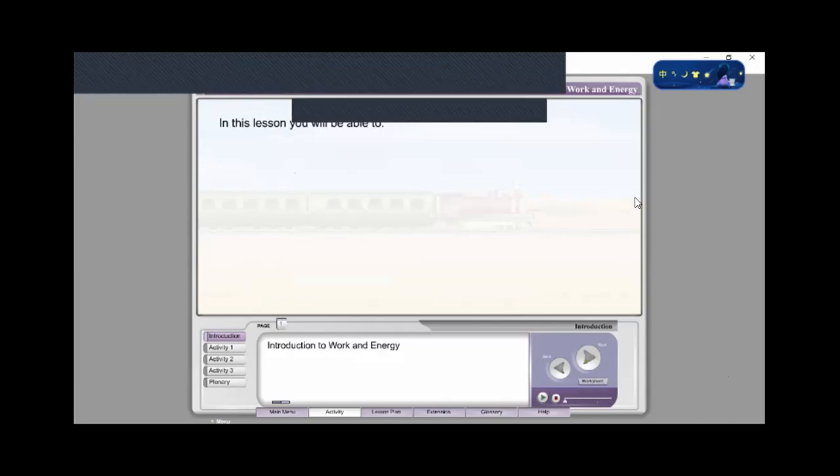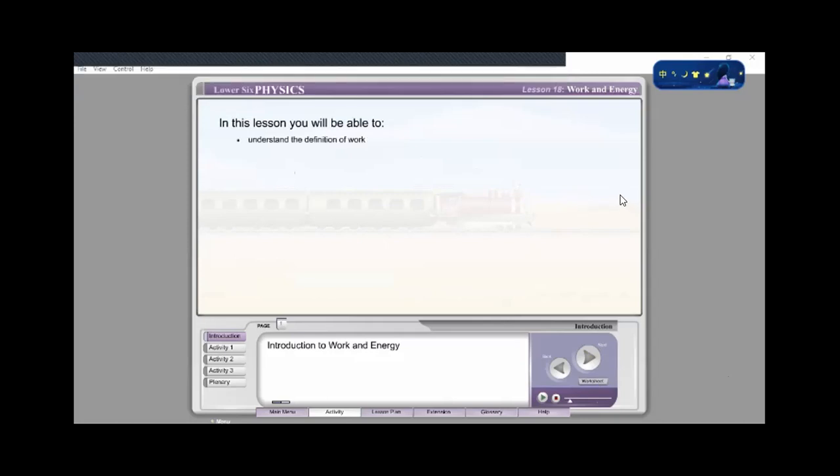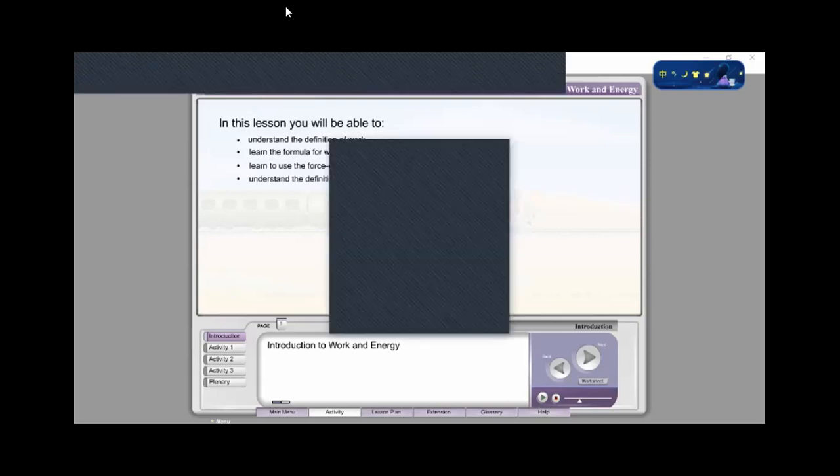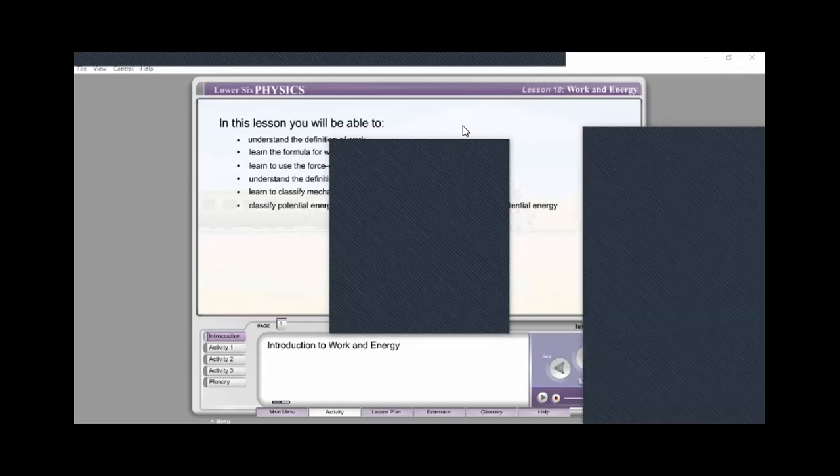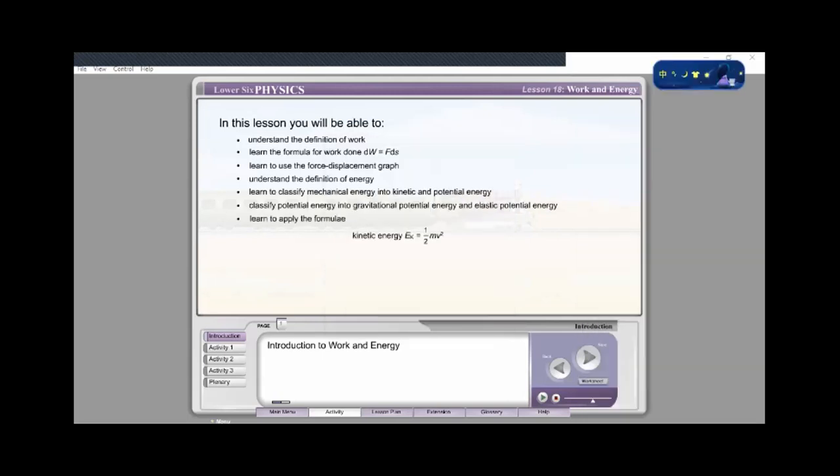In this lesson, you will be able to understand the definition of work, learn the formula for work done, dW equals F dS, learn to use the force displacement graph, understand the definition of energy, learn to classify mechanical energy into kinetic and potential energy, classify potential energy into gravitational potential energy and elastic potential energy, learn to apply the formulae.